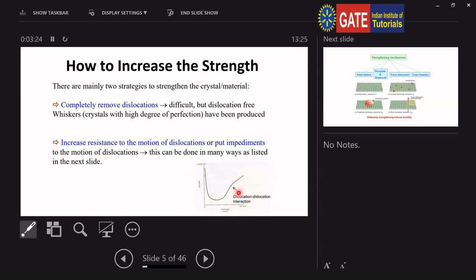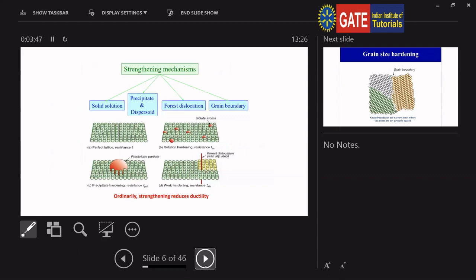Kinks and jogs are again avoiding the dislocation motion with each other and causing the material to get stronger. So that is one way, and the other ways are to put some obstruction or resistance to the motion of dislocations. I think that's all for today. Maybe we can end our session here, and these four mechanisms which we use to increase the strength of the material, we will study in the next class.